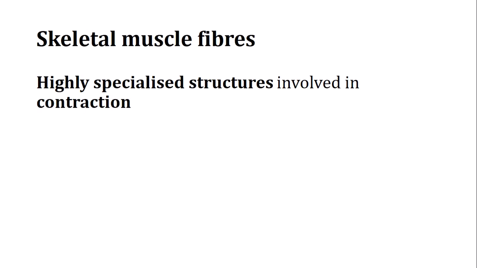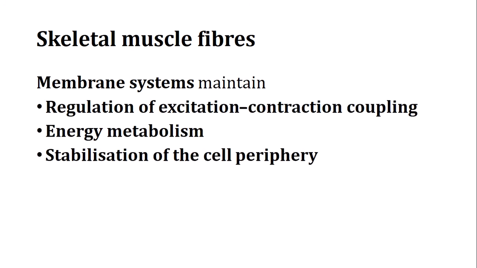Now we have to move to the part of subcellular fractionation. Before that, the performance which is being highlighted here is for skeletal muscle fibers. There are many examples which we have discussed, but here particularly the discussion is about skeletal muscle fibers. These are highly specialized structures involved in contraction, the general role of muscles we all know. And the membrane system is there, which maintains the regulation of excitation and contraction coupling, energy metabolism, and stabilization of the cell periphery. These functions are performed by the membrane system.